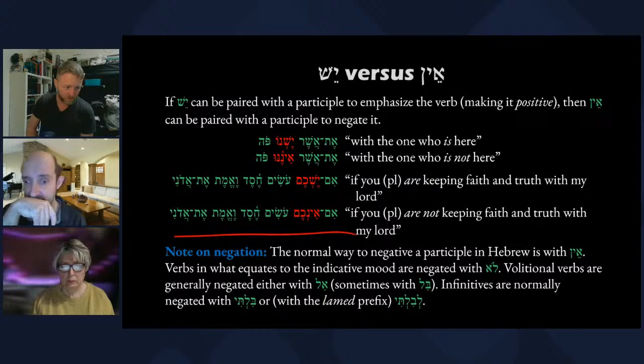Verbs, however, that are not participles are negated with lo in the indicative mood. Lo means not. Volitional verbs are negated with al, with aleph, and sometimes with bal, especially in poetry. In poetry, bal is al. It means not. Infinitives, the infinitive construct, which we'll get into much later, is negated with bilti or levilti.